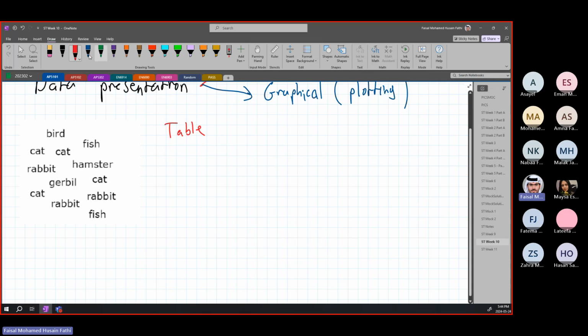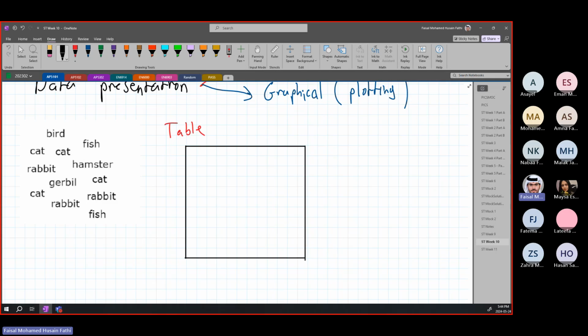When it comes to data that you're gathering, you're always going to have 2 main categories on your table. This is always going to be the case. You're going to have the data itself, so let's do it this way. You're going to have the data here itself, whatever you gathered, the animal in this case. So let's say pet, for example. And then you're going to have something called the frequency. What does this word mean? Frequency.